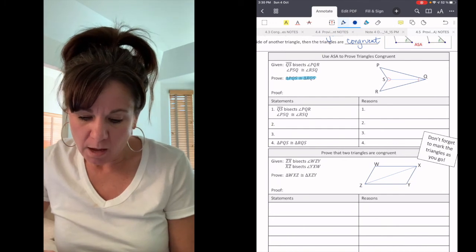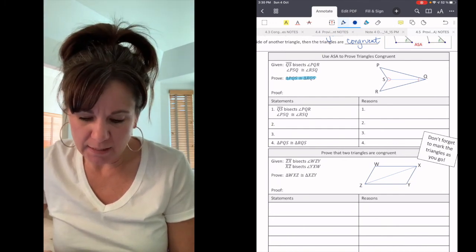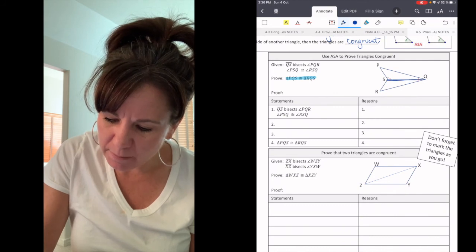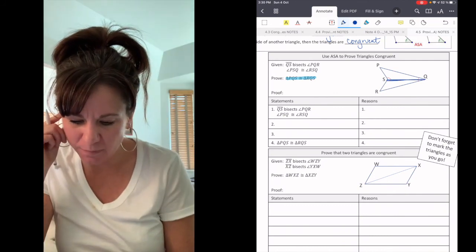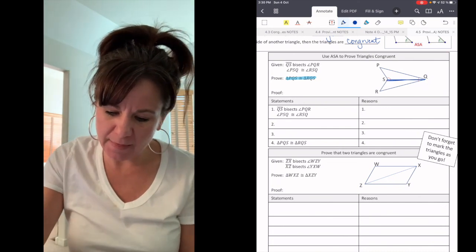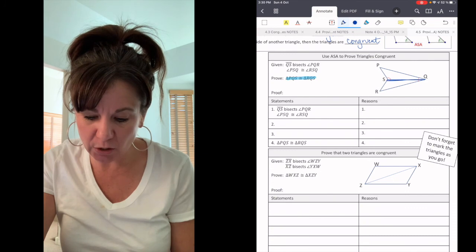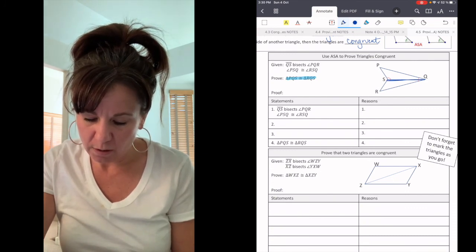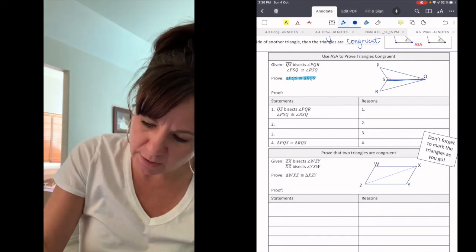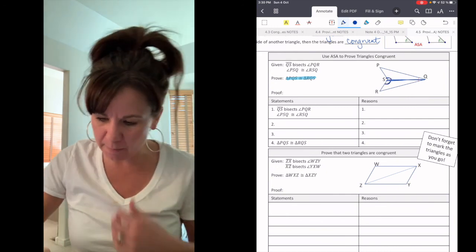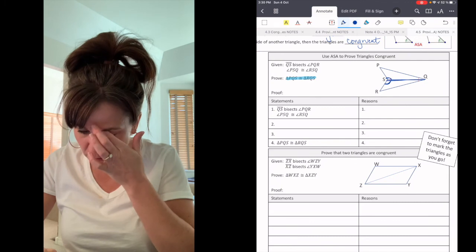So the given information we have this time is that QS, let's write that one right in the middle, bisects angle PQR, and that angle PSQ is congruent to angle RSQ. So I'm gonna put some markings in there. Okay, so here we go.